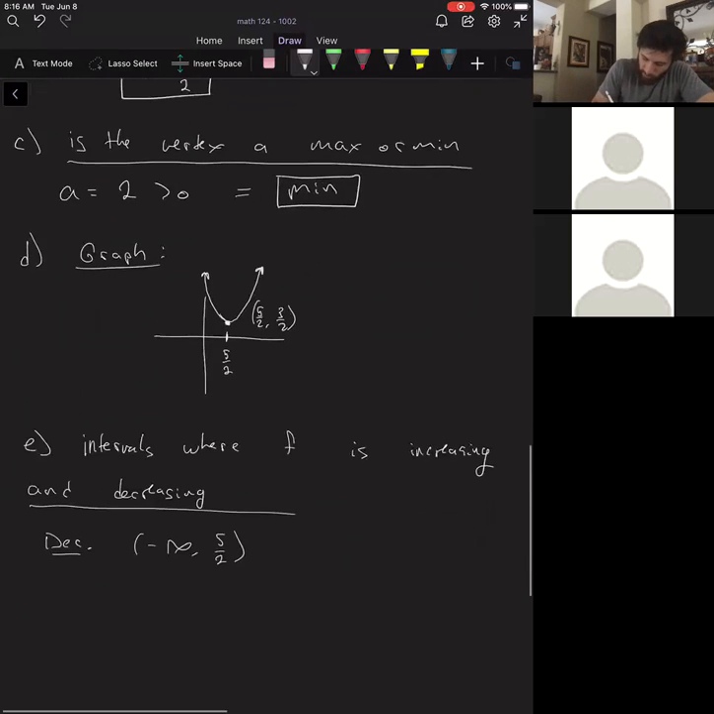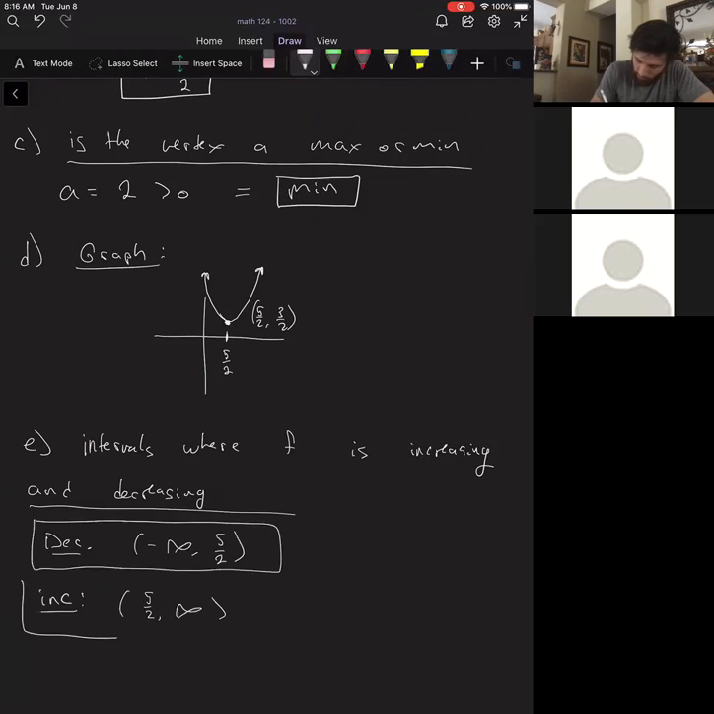And then increasing, that's when the graph starts moving upwards. Well, as we start at 5/2 and we move to the right, as we keep going in this direction, the graph goes up and up and up forever. So the x values is just everything to the right of 5/2. Okay, so decreasing, increasing. And that's all we need for this problem.